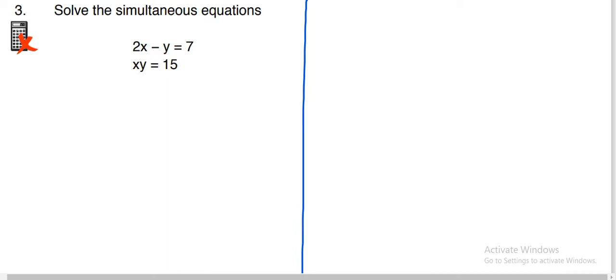Question 3. Solve the simultaneous equations 2x minus y equals 7, xy equals 15. Here we have an important point we have to remember as we are solving nonlinear simultaneous equations, which is how to choose the subject of the equation, or how to choose the variable which will be the subject. We said usually we'll use the linear equation.